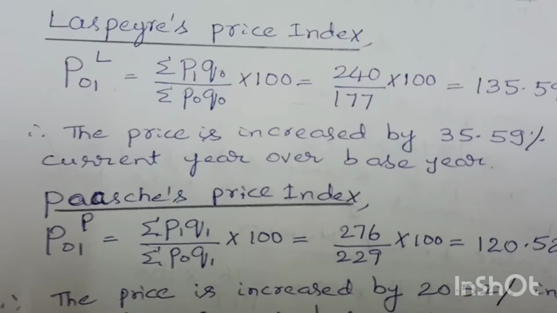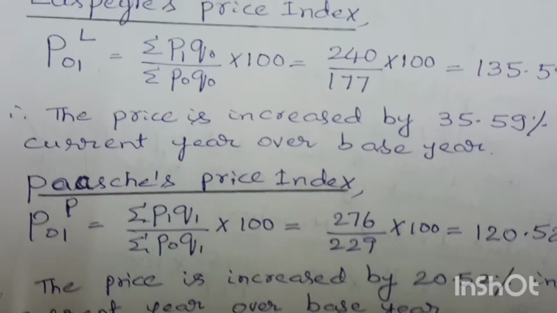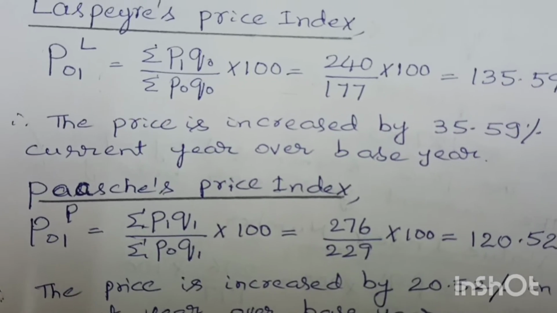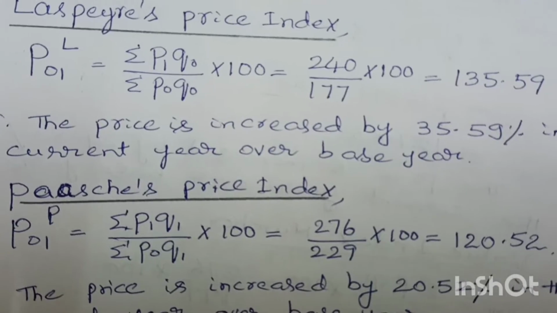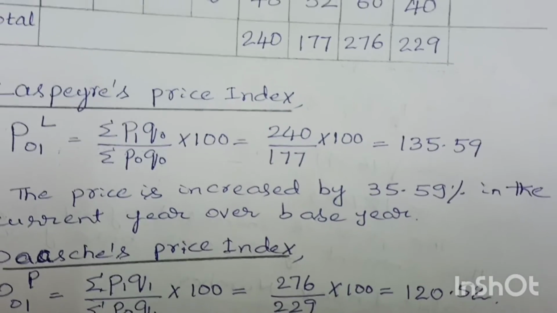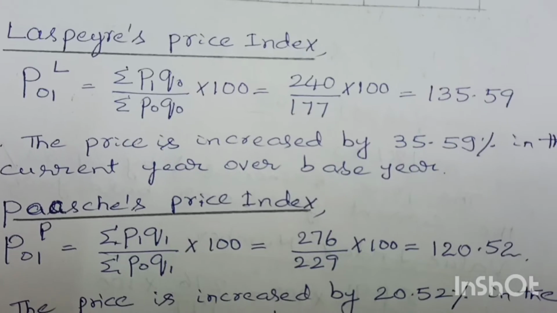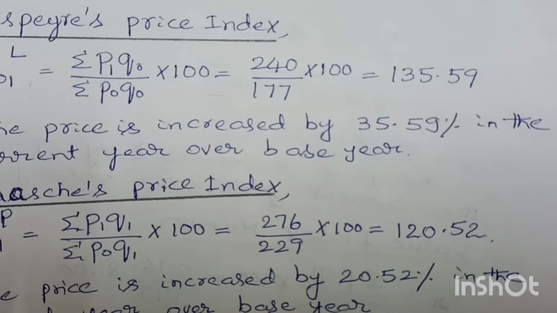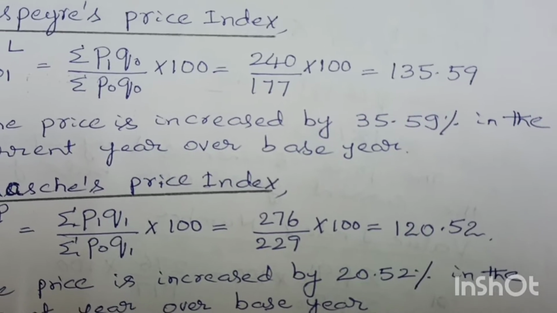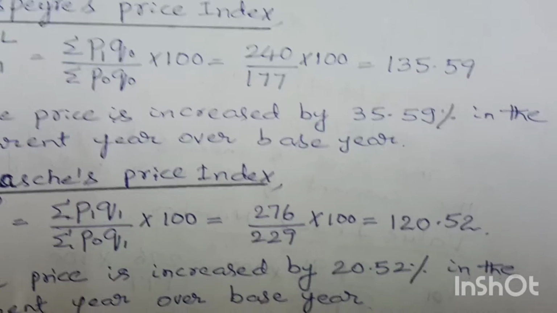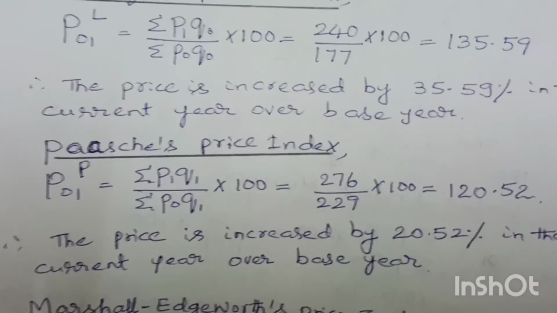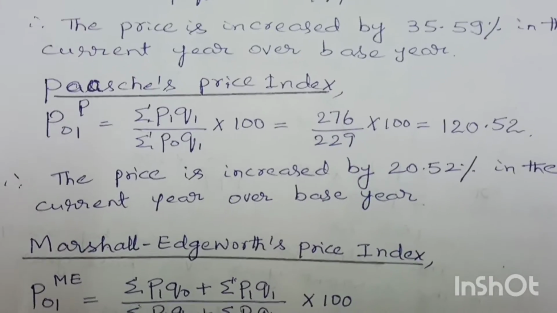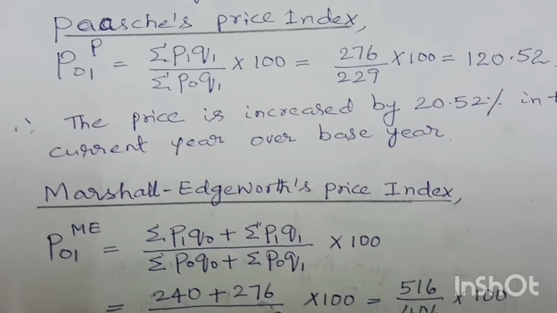Then next is Paasche's price index number. It is P01P is equal to summation P1Q1 divided by summation P0Q1 into 100. So the values are there. It is 276 by 229 into 100. That gives us 120.52. So less 100 gives us 20.52 percentage increase. So you have to write: the price is increased by 20.52% in the current year over base year. That is the conclusion you have to write. Next, move to the next formula.